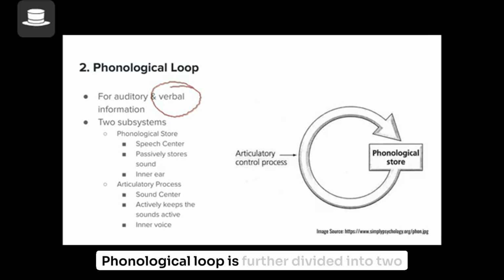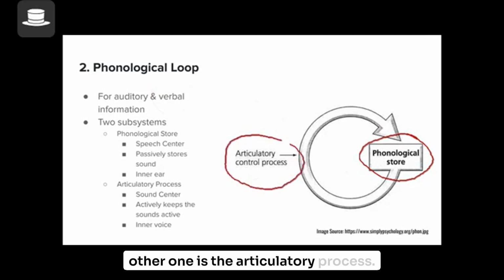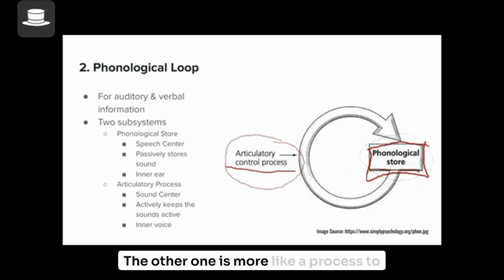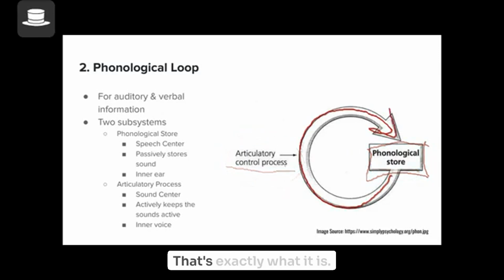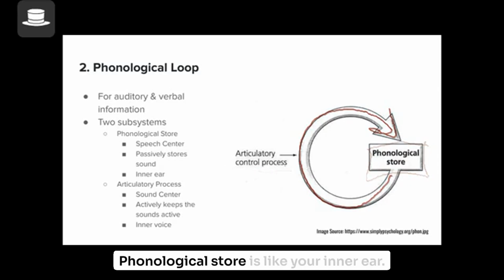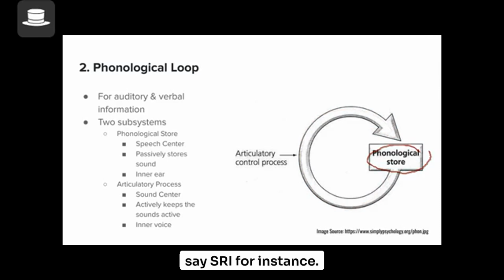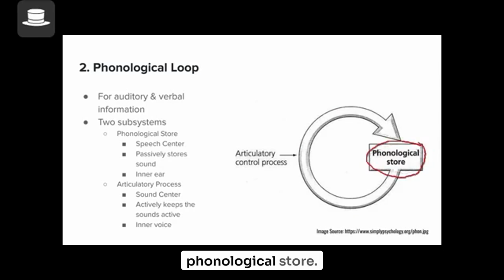The phonological loop is further divided into two subcomponents. One is the phonological store. The other one is the articulatory process. Now keep in mind, the name itself gives you enough information. One is more like a store, a system to store and hold information. The other one is more like a process to control the information held in your phonological store. That's exactly what it is. The phonological store is like your inner ear. Try to say something in your head. Say tree, for instance. Now, when you said tree in your head, that sound is held somewhere, as if there's an inner ear. Imaginary analogy. That is the phonological store. It's your inner ear.